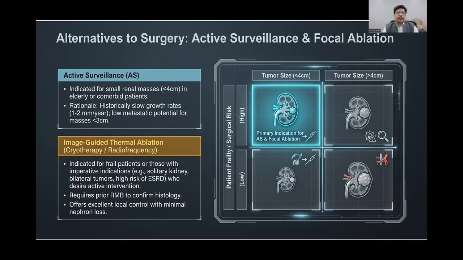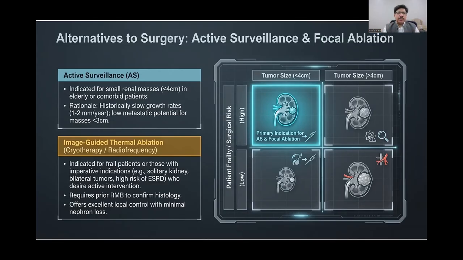When do I do active surveillance? Small renal masses less than 4 centimeters. Elderly patients who have multiple comorbidities and cannot undergo the surgical risk. And histologically slow growth rates of 1 to 2 millimeters per year, low metastatic potential for masses less than 3 centimeters. The first question is, what is the size of the mass? If the size of the mass is around 3 or 4, if the patient is elderly, has comorbidities and is a poor surgical risk, active surveillance is the answer.